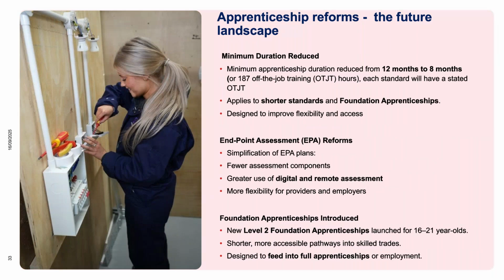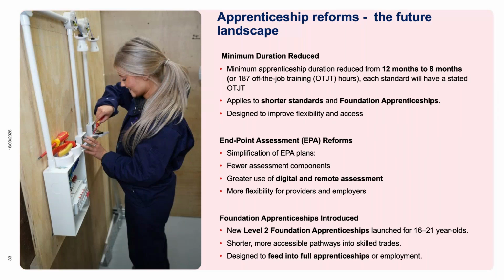Minimum duration reduced. So again, as I just mentioned, minimum apprenticeship duration is reduced from 12 months to 8, or 187 off-the-job training hours, for example. Each standard has stated off-the-job training hours, which we're going to look at shortly in another slide. And this applies to shorter standards and foundation apprenticeships, designed to improve flexibility and access.